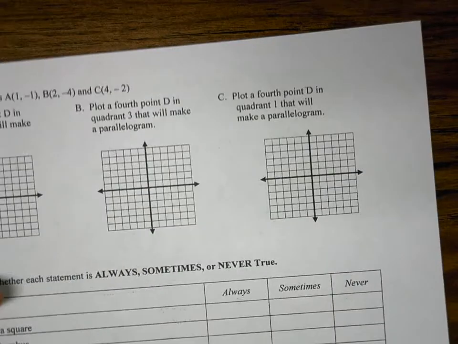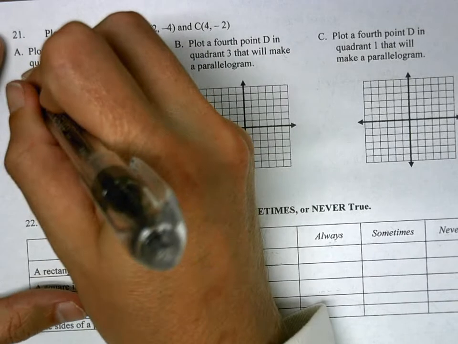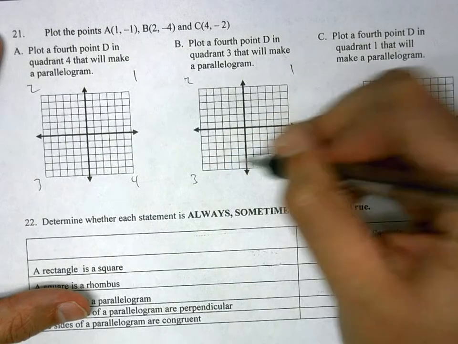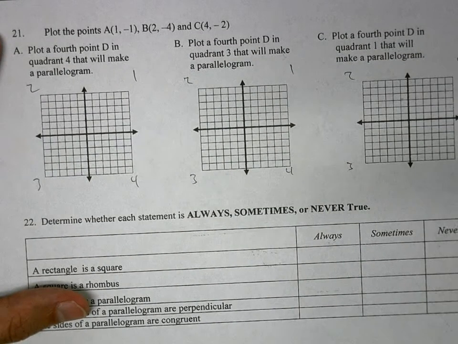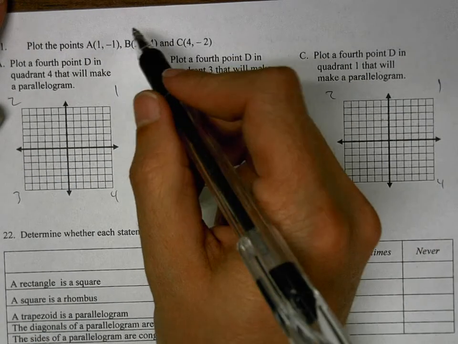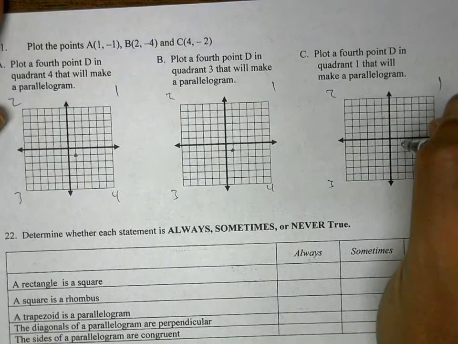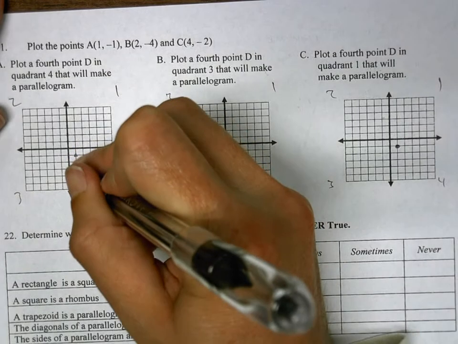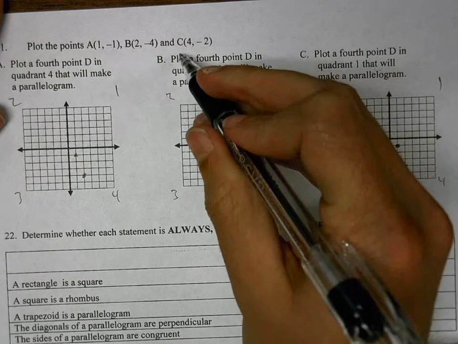Okay. So quadrants, this is quadrant 1, this one would be quadrant 2, quadrant 3, quadrant 4. That's how all the quadrants work in the Cartesian system. On your test, it won't ask you about quadrants. So A is 1, negative 1. B is 2, negative 4. C is 4, negative 2.